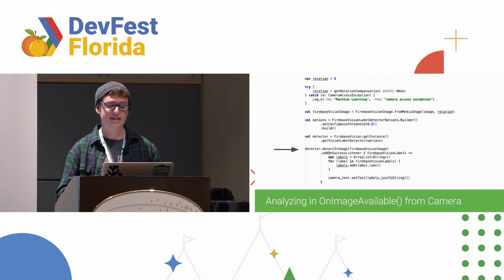Finally, you will call detectInImage on whichever detector you're using while passing in the Firebase Vision image object that you want to work with. This will allow you to add callbacks that can let you know if something goes wrong or return any pertinent information from the API about that image, such as labels or their confidence percentage.